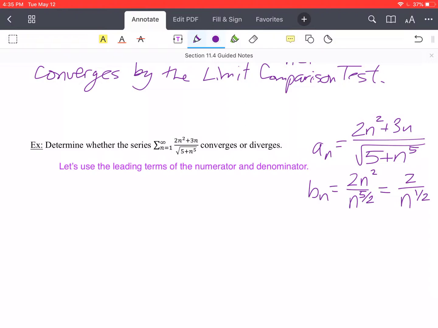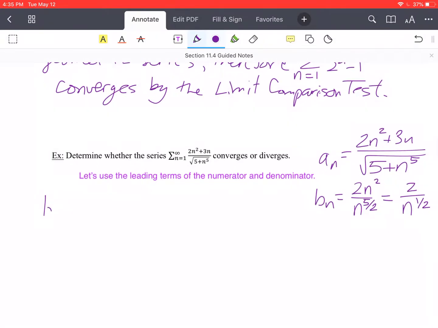So generally this is a good policy of using that leading term, that highest power. But every problem is different. So sometimes picking b sub n, you're really just trying to pick something that we can actually know something about. So typically that's a p series or a geometric series, but anything that we know about is what we want to use. So let's take the limit as n approaches infinity of a over b.